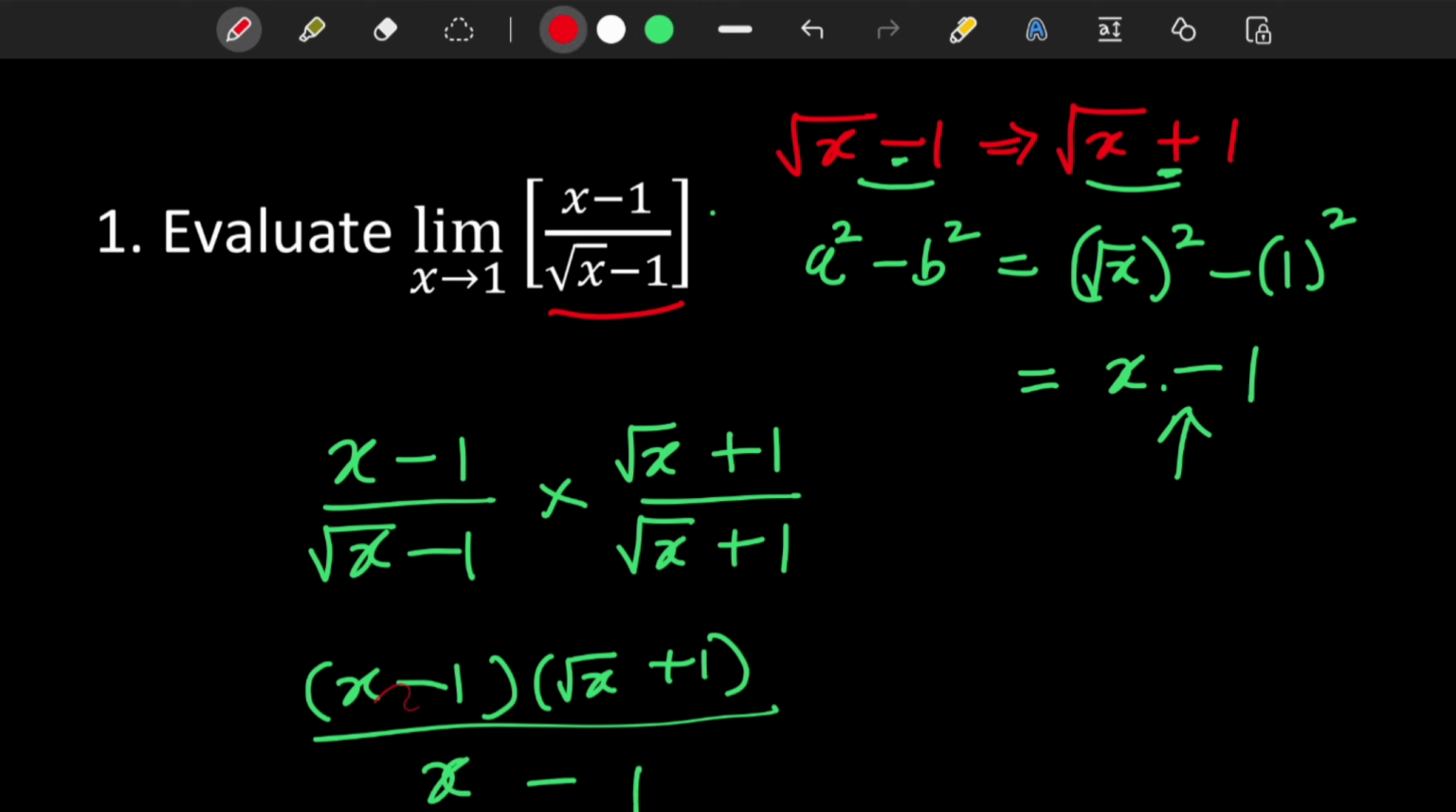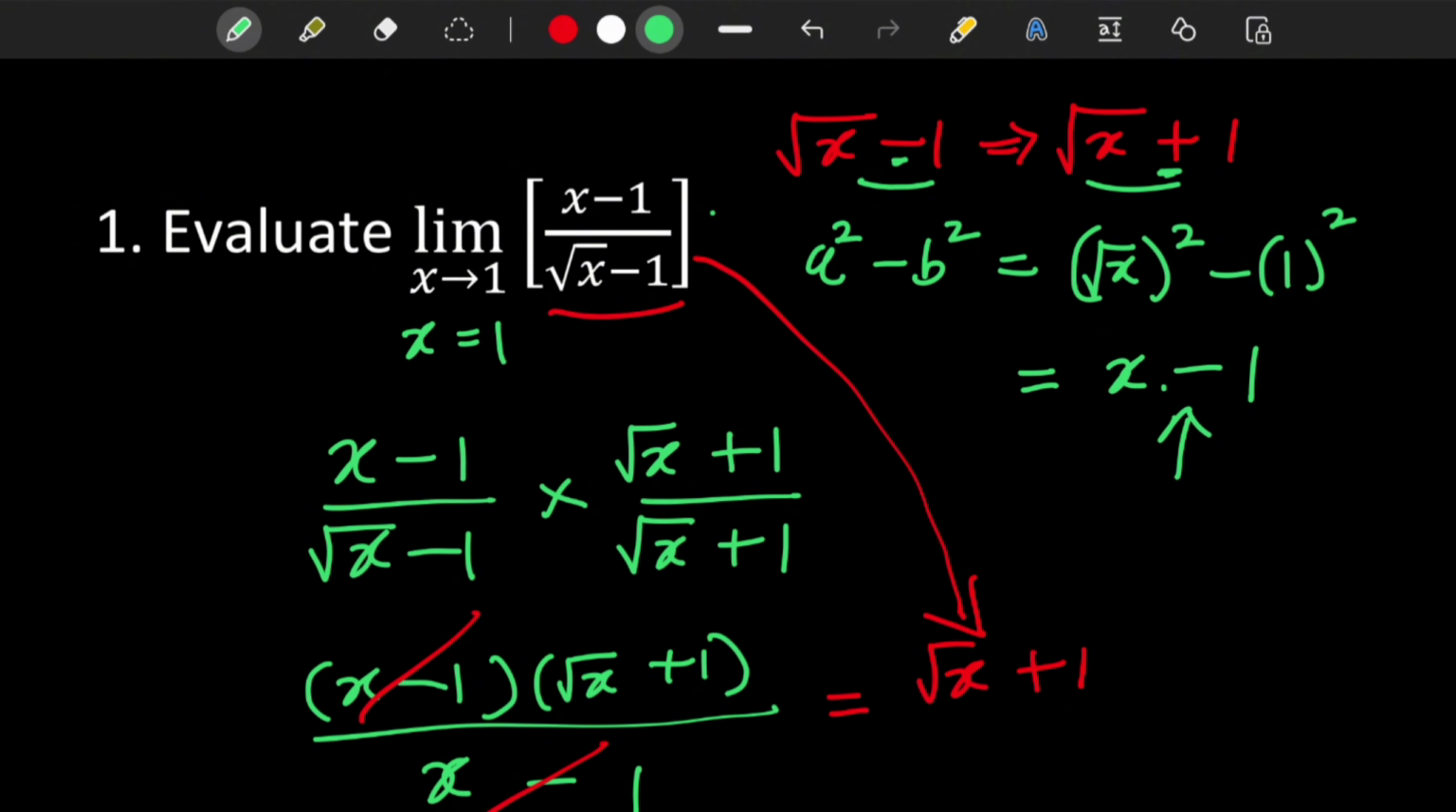So we have x minus 1 here, and we have x minus 1 here, and of course they will cancel, leaving you with the square root of x plus 1. So now we've been able to simplify this into this. Now we can substitute the value of x equal to 1. So I can put 1 where I have x here, so that will be square root of 1 plus 1, which is 1 plus 1, which is 2. So this limit evaluates to 2. So we've gotten our first answer.